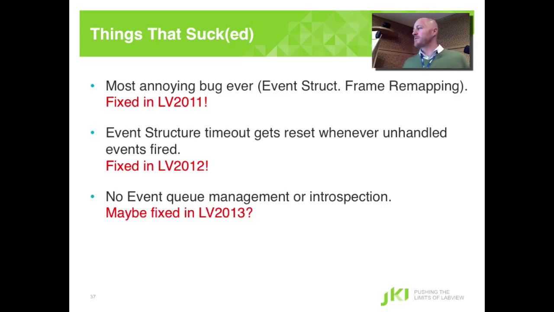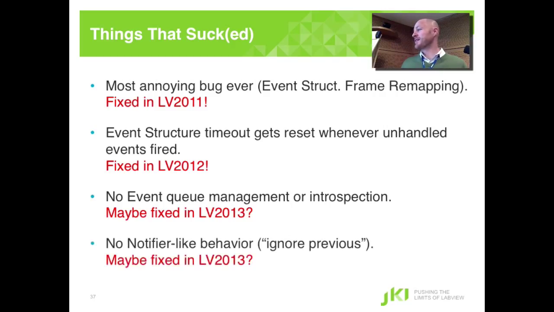No event queue management or introspection. One of the challenges that we've had is when certain events handled by the event structures are generated extremely fast, and the event structure can't keep up with how quickly they're being produced, like a mouse move, where an event occurs every time a pixel move occurs. Essentially, we get what looked like memory leaks. Maybe that's fixed in 2013, or maybe there are some tools there.